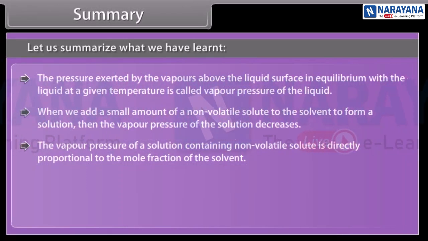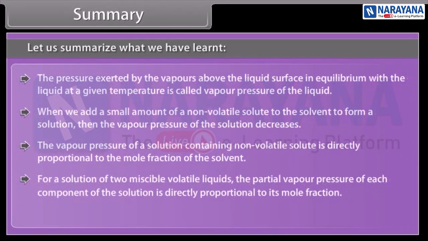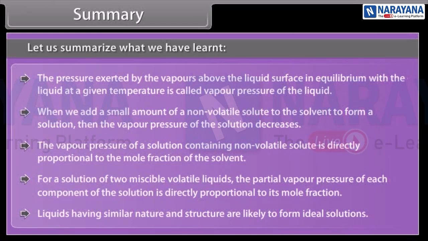For a solution of two miscible volatile liquids, the partial vapor pressure of each component of the solution is directly proportional to its mole fraction. Liquids having similar nature and structure are likely to form ideal solutions.